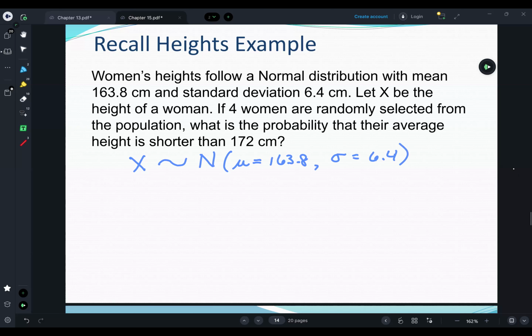If 4 women are randomly selected from the population, and we know about this population, so in this scenario we know mu and we know sigma, we're going to use the sampling distribution to answer the question about the sample. Based on the previous slides, it has the same mean mu, and the standard deviation, though, is going to be all of this.